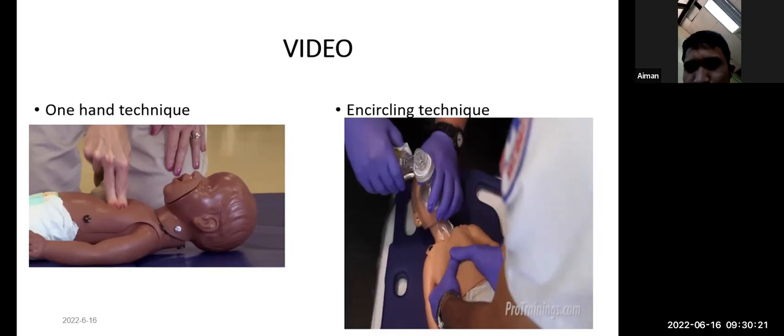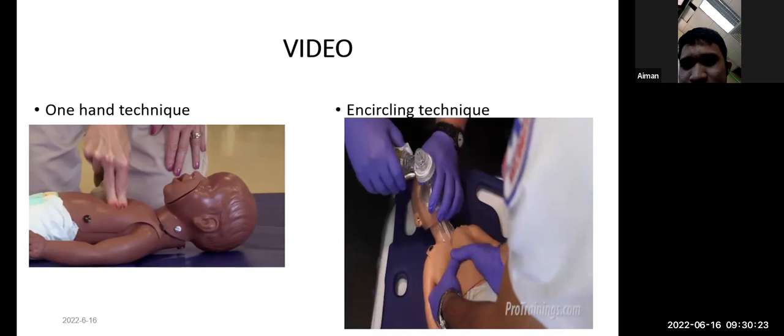Yes, and you can pause the video. So that's for the one hand technique and also the encircling technique. So next.